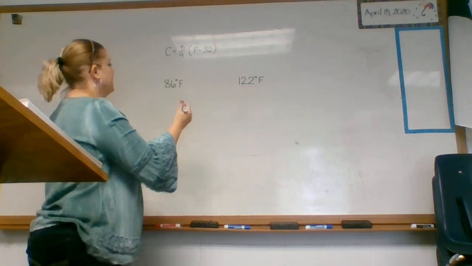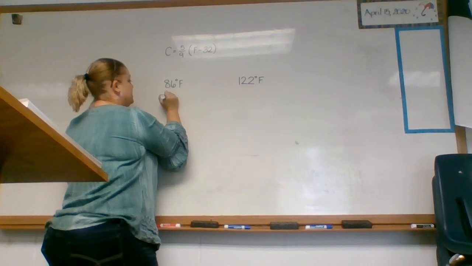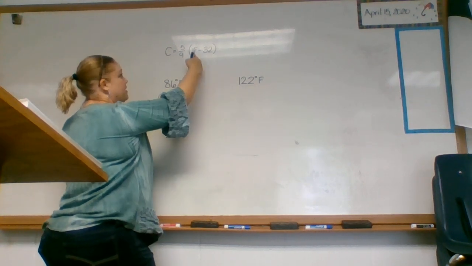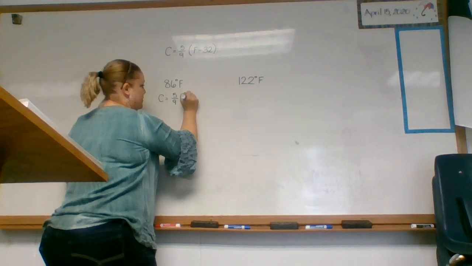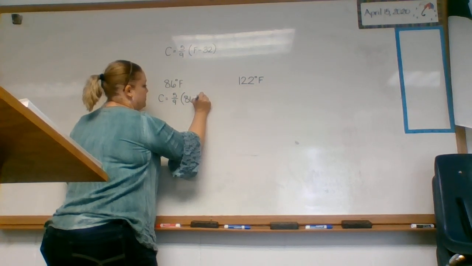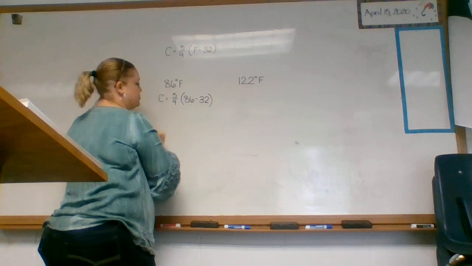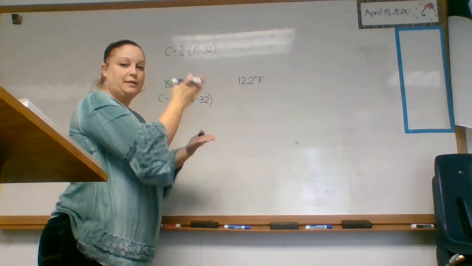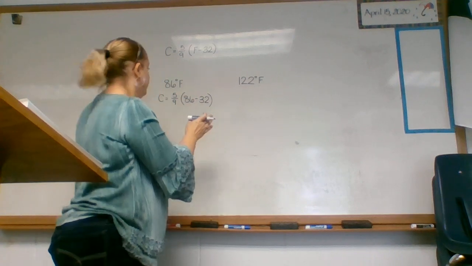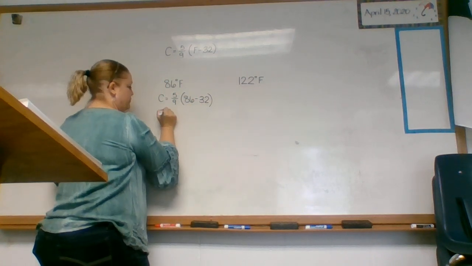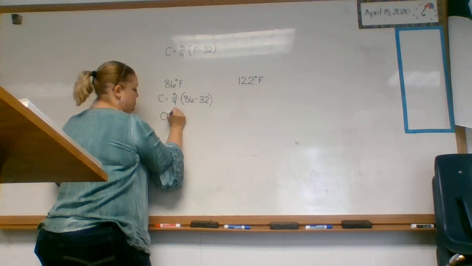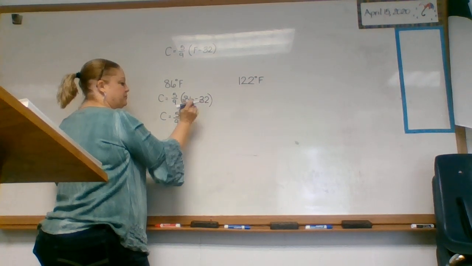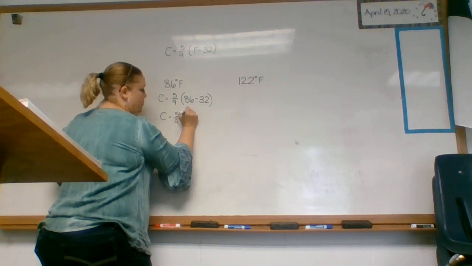We're still going to plug it into the formula. C equals 5/9 times Fahrenheit. Well, they give us a Fahrenheit degree, 86, and then minus 32. This is what we need to do first. Remember PEMDAS? P, parentheses. It's the very first thing. That is what we solve first. So we still have our 5/9. But 86 minus 32 is 54. That's what I'm going to multiply by.